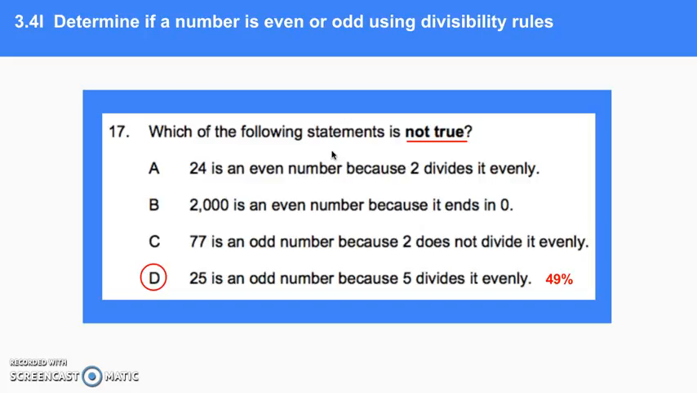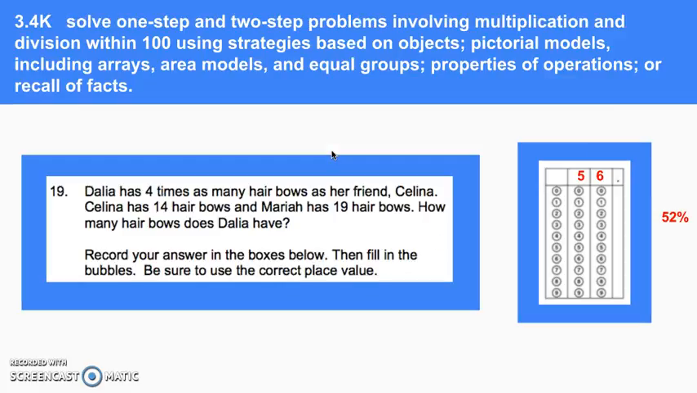For question number 17, which of the following statements is not true? The students are just determining if a number is even or odd using the divisibility rules. We had 49% of our students answer D correctly. The other options were spread out fairly evenly between A, B, and C, so just practicing those divisibility rules will help support the kids with number 17.